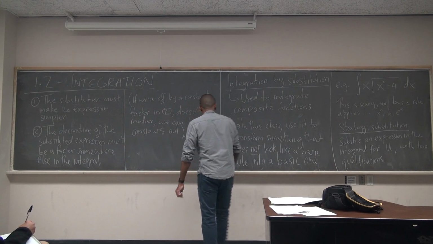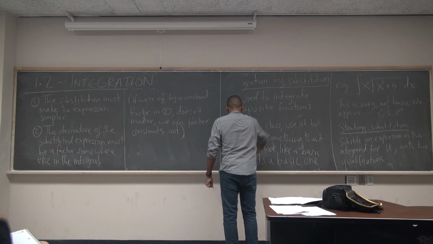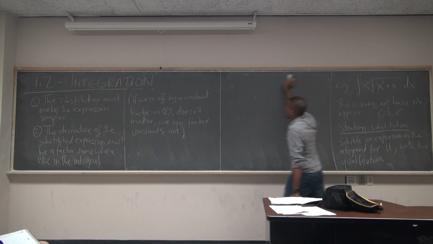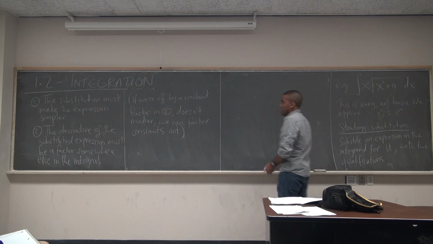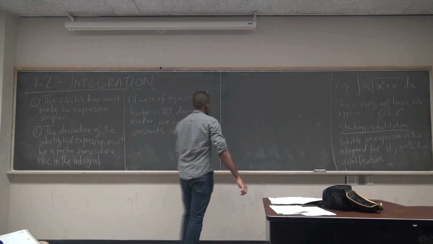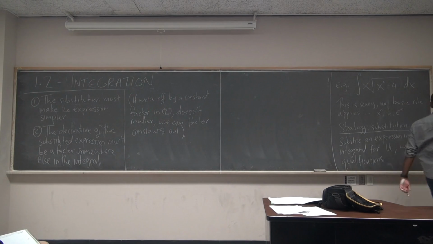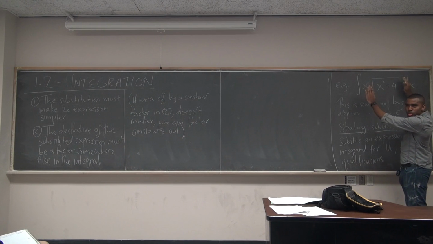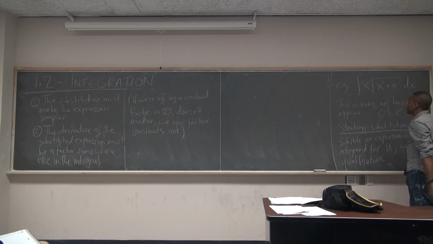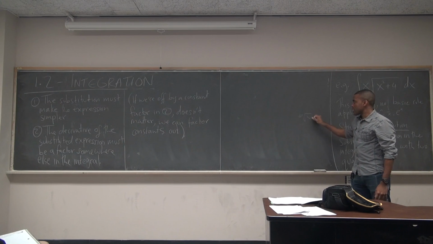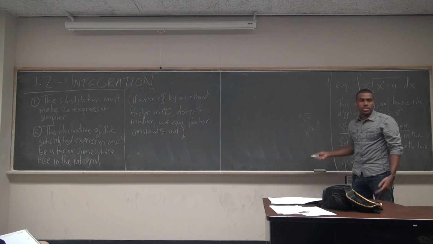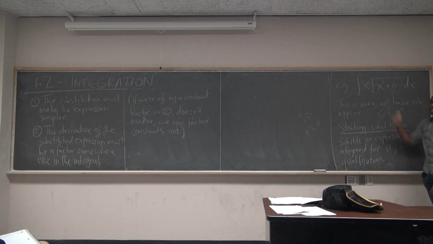Okay, so let's see what this would look like for this integral. Let's start with rule 1. The substitution must make the expression simpler. So I look at this. What makes this complicated? The radical, right? If it was just an x, no problem. Power rule, right? Now, what if it was just a radical of x? Would that be fine? Yes, you could change it to x to the 1/2, still apply the power rule. So it's not necessarily the radical that makes it complicated.